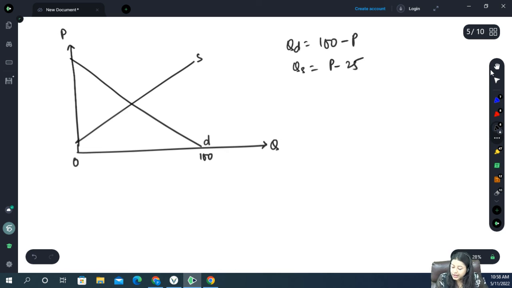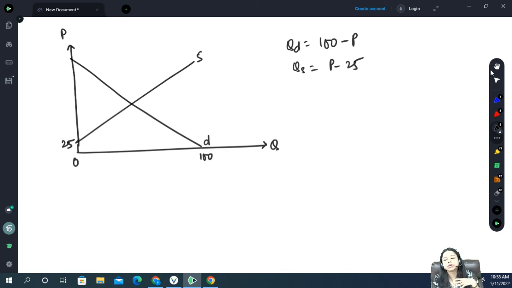QS is equal to P minus 25. So here, if my price is 0, quantity is minus 25, which is not possible. If my quantity is 0, price will be what? 25. Clear? This is just a representation. Logically, it does not make much sense. Because if we are saying quantity 0, price is 25, which means that the insurance companies may be having 25 expense. When no policies are sold, 25 is basically the expense, something like that. But it does not make much sense over here.